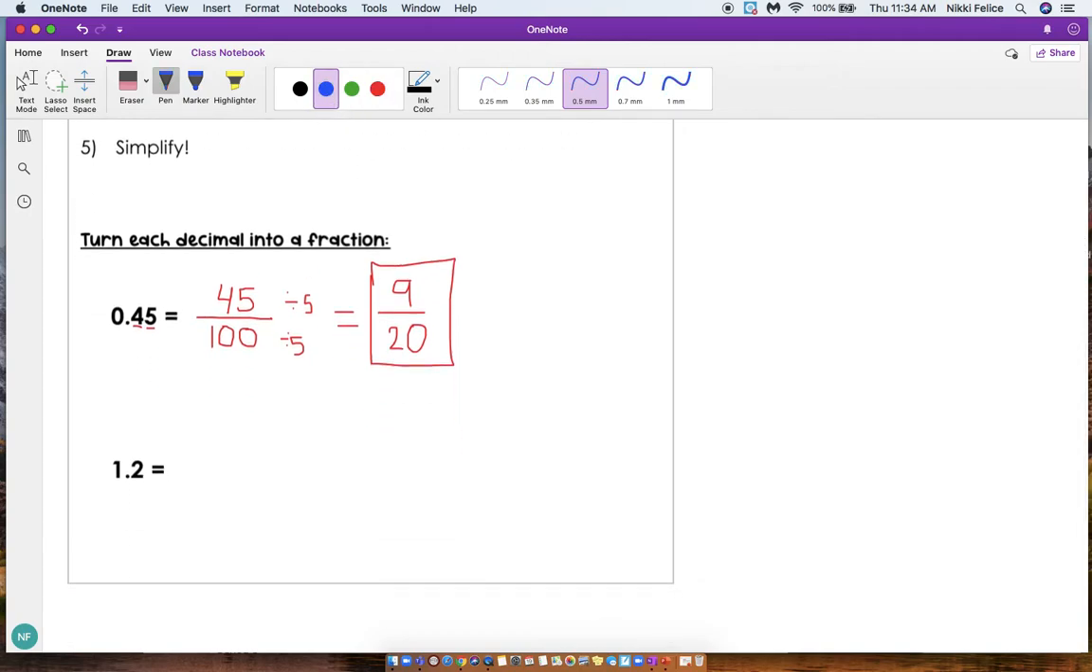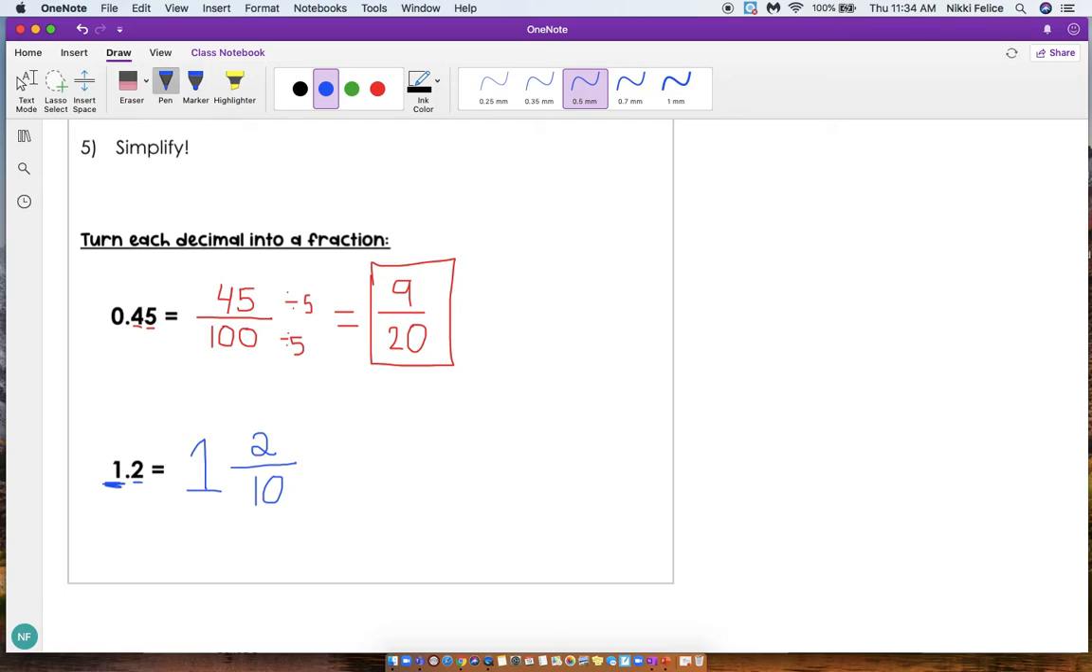1.2. Well, 2 ends in the tenths place. So I'm going to write 10 as my denominator. The numbers that come after the decimal is just a 2. So 2 is my numerator. But this time we have a whole number. The number 1, we have a whole number 1. So I'm going to leave 1 as a whole number on the outside. So 1.2 is equivalent to 1 and 2/10.